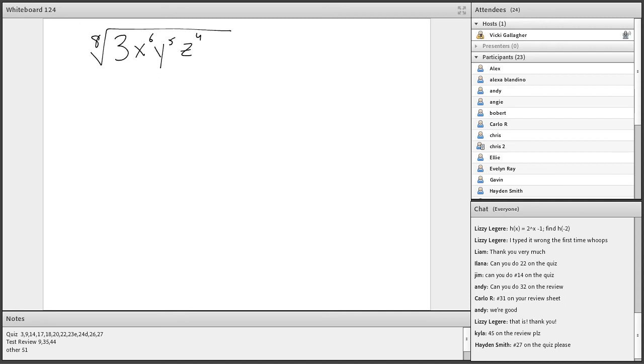Okay, so on this one, they wanted us to change it from radical form to exponential form. And so there's some things to remember. When you have a radical, the index becomes the bottom of a fraction for an exponent. And if you have a radical of something that already has an exponent, the index still goes on the bottom of a fraction, but the exponent that you already had goes on the top of the fraction. So those are the rules that you need to know for this problem.